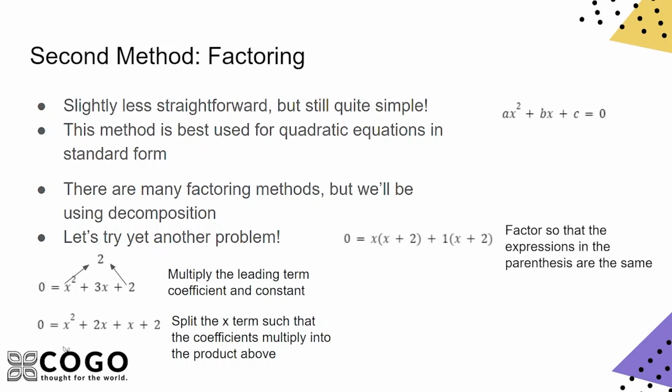to 3x. After that, we essentially have two binomials, to which we can factor out a common value, such that the expressions in the parentheses are the same, as shown. In our case, this expression is x plus 2, which we can then factor out to get x plus 1 times x plus 2. Finally, we can set both expressions equal to 0, allowing us to find out that x equals -1 or -2.